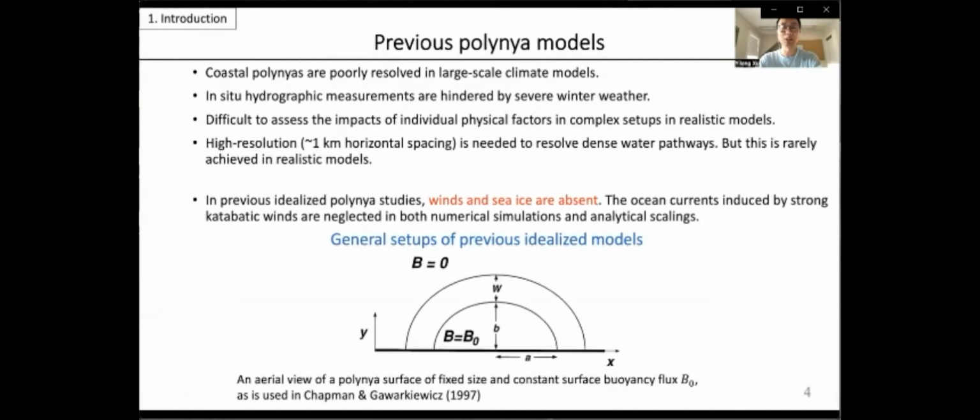To resolve these issues, some previous studies have used idealized numerical or analytical models to understand coastal polynya physics. The figure below shows the general setups of the previous idealized models. They prescribe a fixed polynya surface with constant surface buoyancy flux, B0. However, this is not what's happening in the real ocean. The winds and sea ice were all absent in these studies. The ocean currents induced by strong katabatic winds were neglected in both numerical models and analytical scalings.